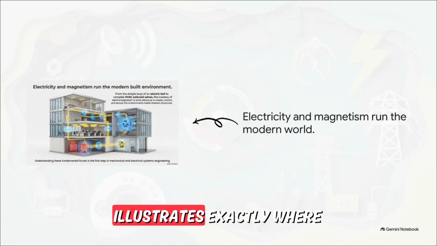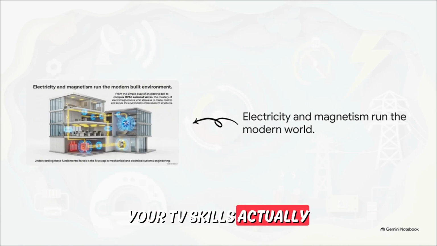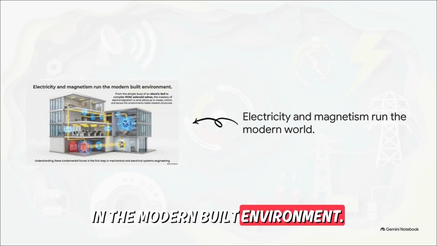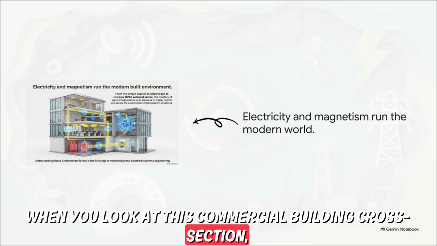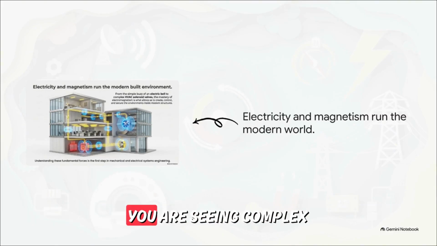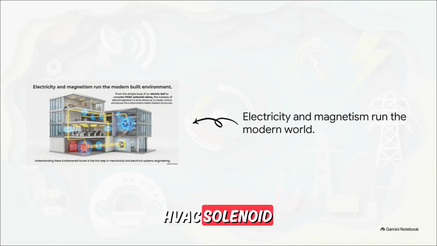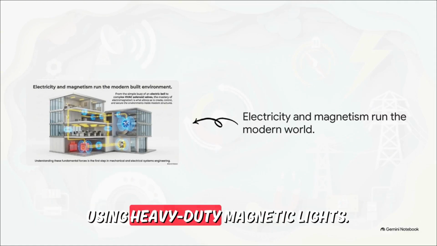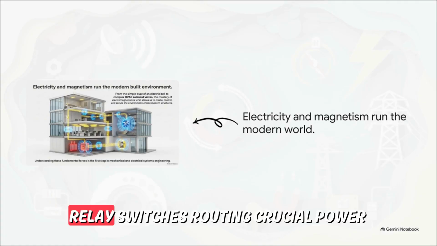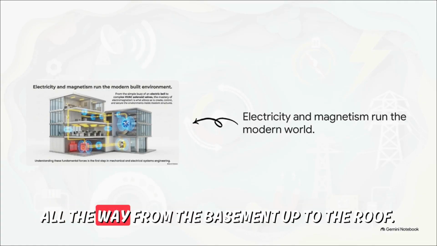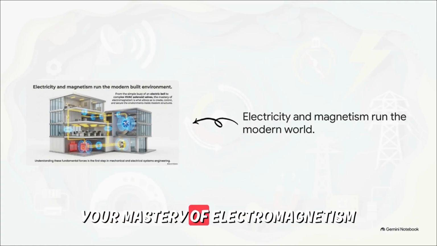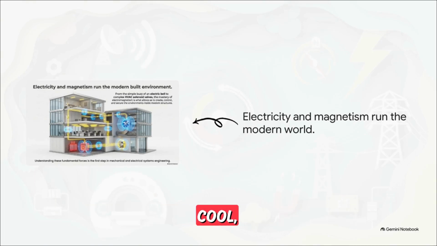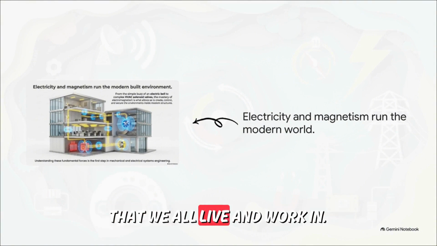And this brilliantly illustrates exactly where your TV skills actually apply out there in the real world. It all comes together perfectly in the modern built environment. When you look at this commercial building cross-section, you're not just seeing walls and windows anymore. You are seeing complex HVAC solenoid valves meticulously controlling temperatures. You're seeing access control systems using heavy-duty magnetic locks on the doors. You're seeing relay switches routing crucial power all the way from the basement up to the roof. Your mastery of electromagnetism is quite literally what allows technicians to secure, heat, cool, and control the massive structures that we all live and work in.